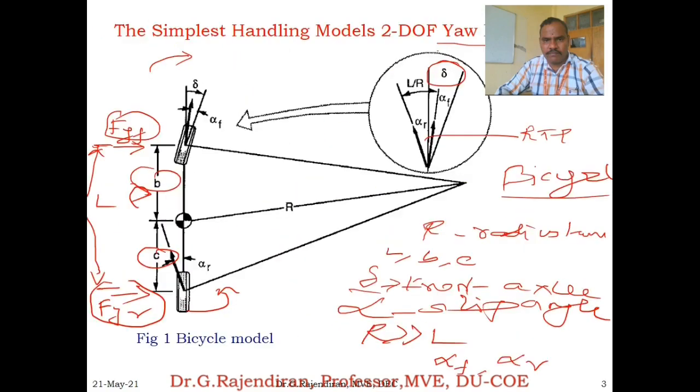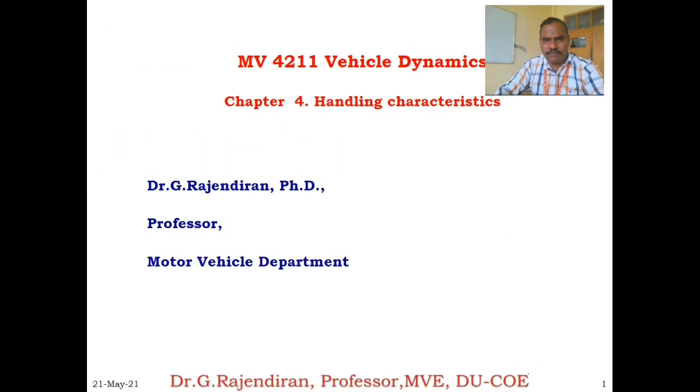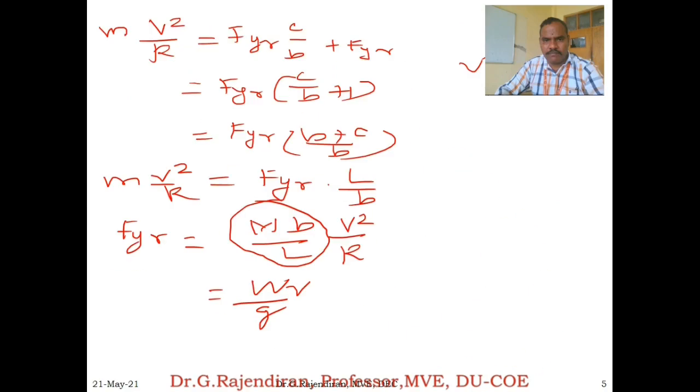Because you can see, W into b by L is equal to WR. You can see it from here, I will tell you. Here is W, correct? This one is WF, this one is WR. Clear? So this one is b, this one is c. WR is equal to what?